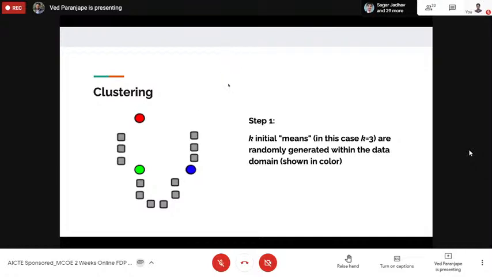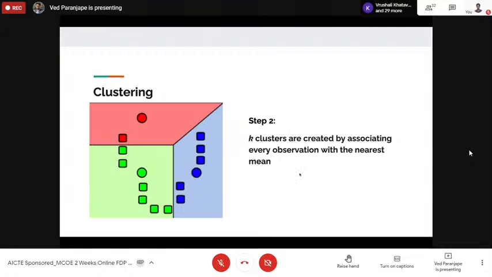The basic task of this algorithm is to create clusters of similar examples, like similar data, clustered together in some clusters. So k initial means, this is step one. In this case, k is 3 because that's the input that we give: the number of clusters we want is just 3. These are randomly generated within the data domain shown in color. So the first step means that we initialize 3 random mean values among this entire data set. These 3 colors are just randomly assigned to 3 separate clusters, and then the second step is that k clusters are created by associating every observation with the nearest neighbor.